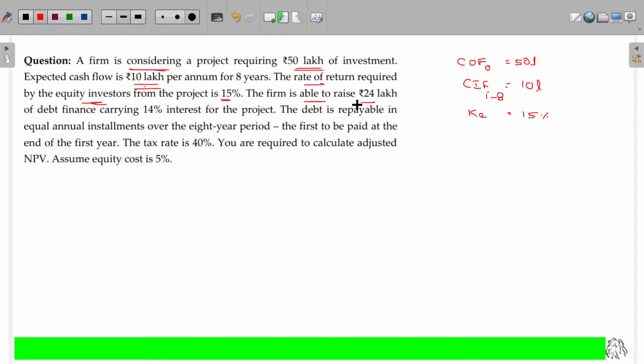The firm is able to raise 24 lakhs of debt to finance the project, carrying 14% interest. Apart from that, they can raise funds in debt form, for which 14% will be the cost. The amount raised by issuing debentures and others being 24 lakhs. So up to now we have seen only the cost of overall capital, KO, the cut-off rate. But here we have KE and KD.